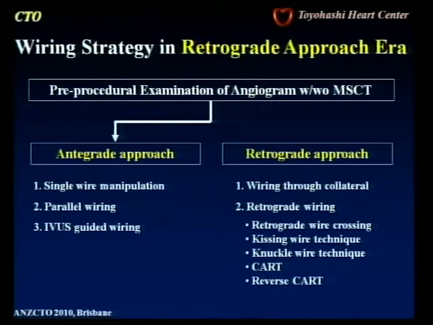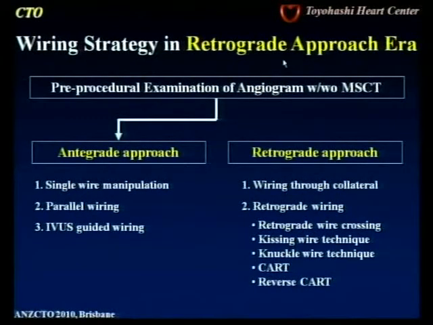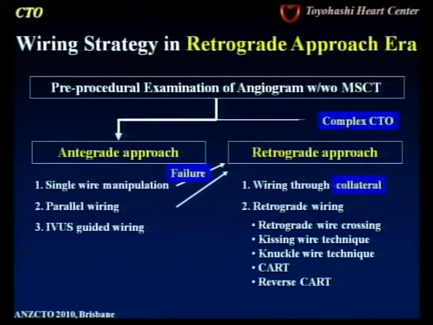Now, definitely we are in a retrograde approach era here in CTO PCI. However, still I believe the Antegrade approach should be the first attempt. And if the Antegrade approach fails, we can move to the retrograde approach. Or you may meet very complex CTO lesions which cannot be opened with the Antegrade approach only, and you can also see a very good collateral channel for the retrograde approach. In those situations, sometimes you can attack first with a retrograde approach.